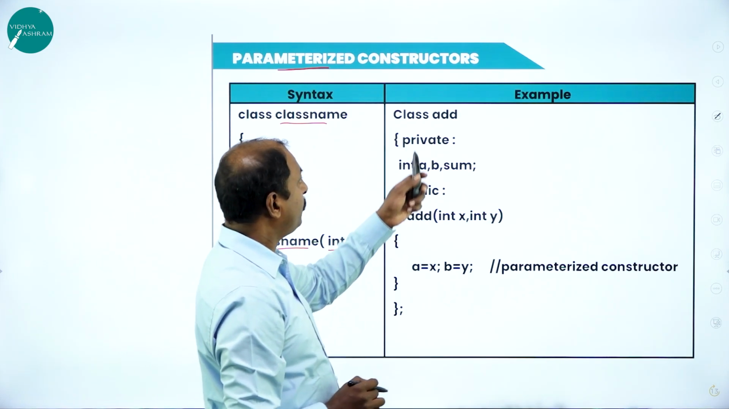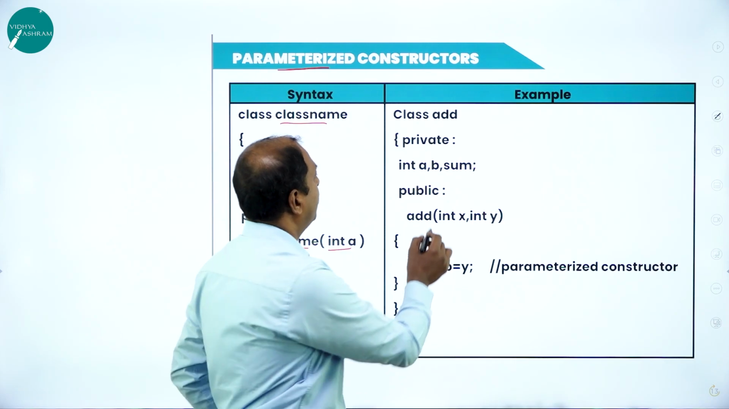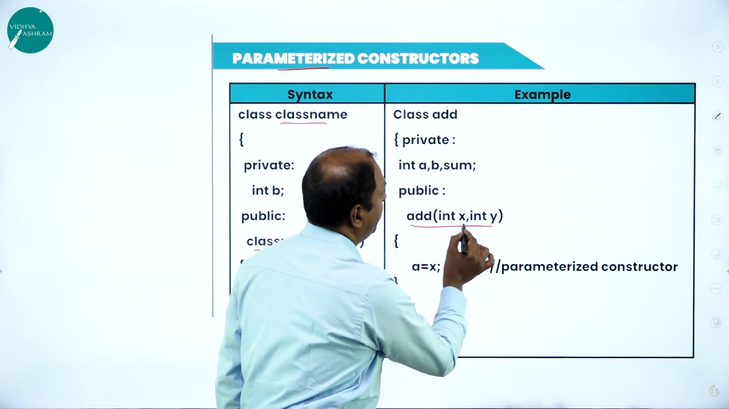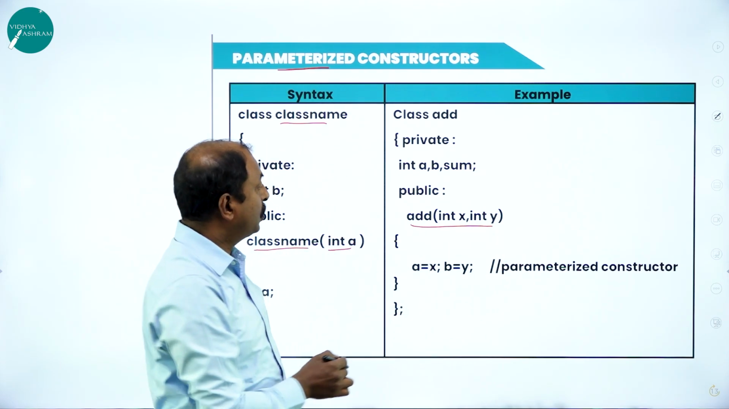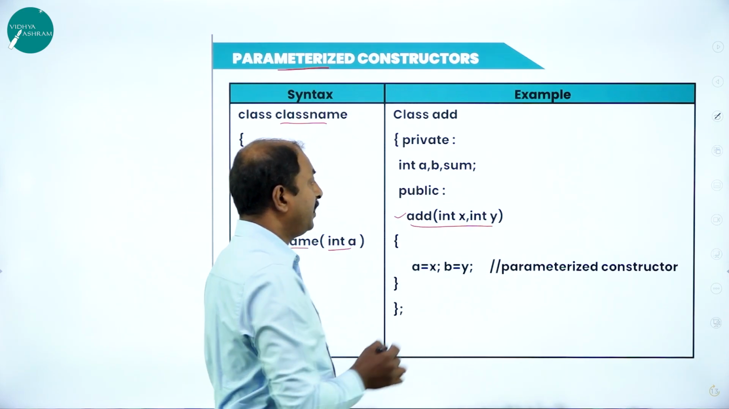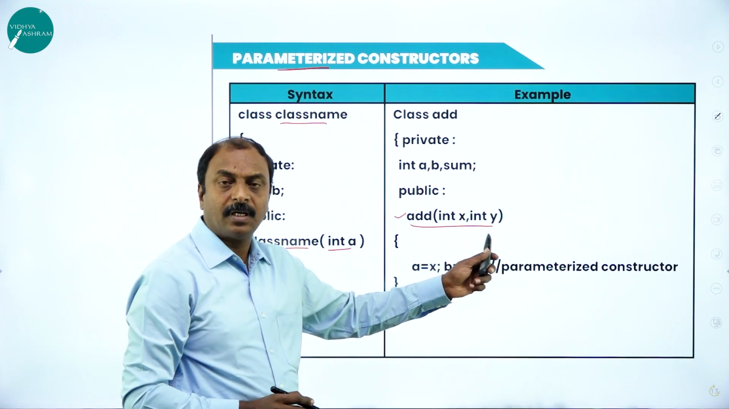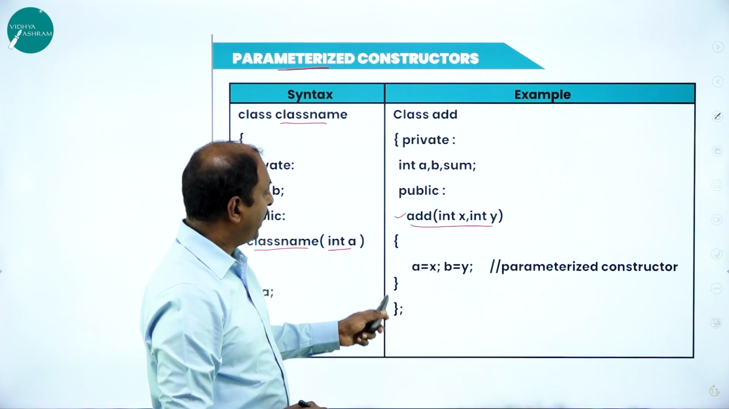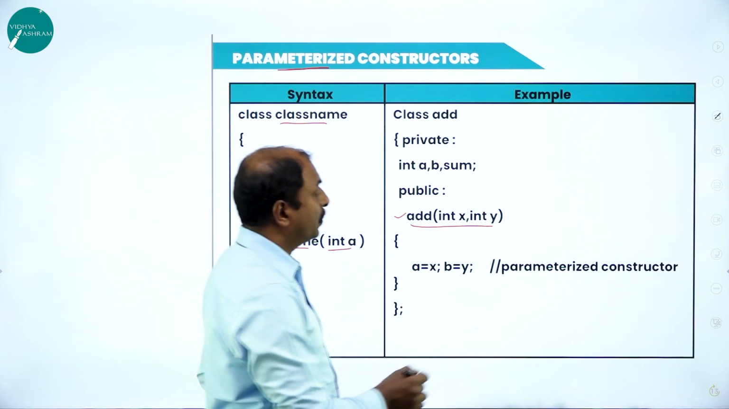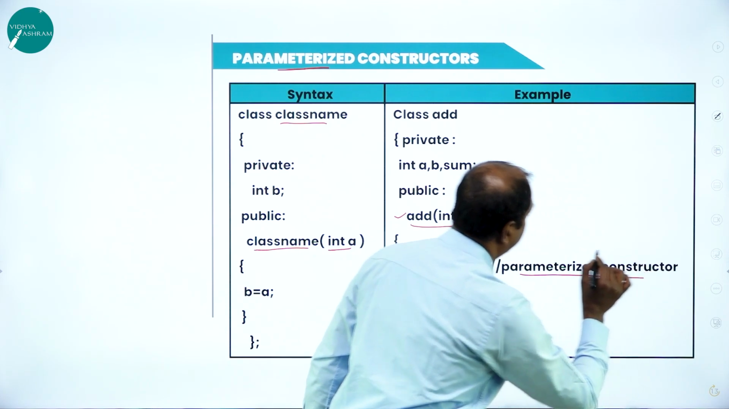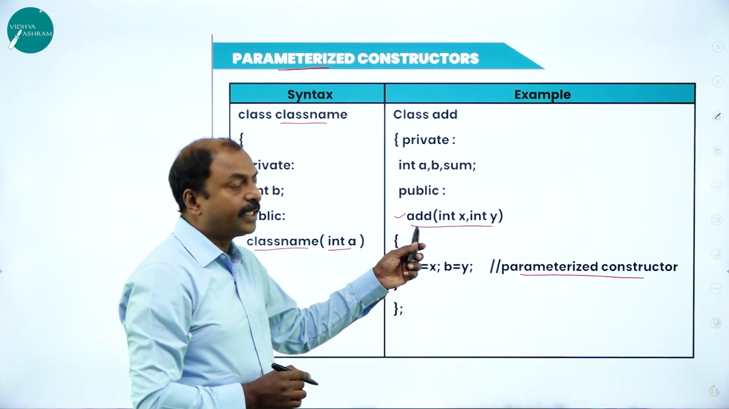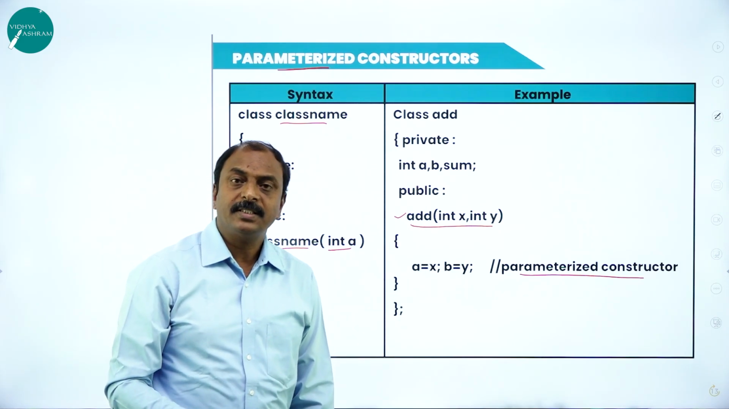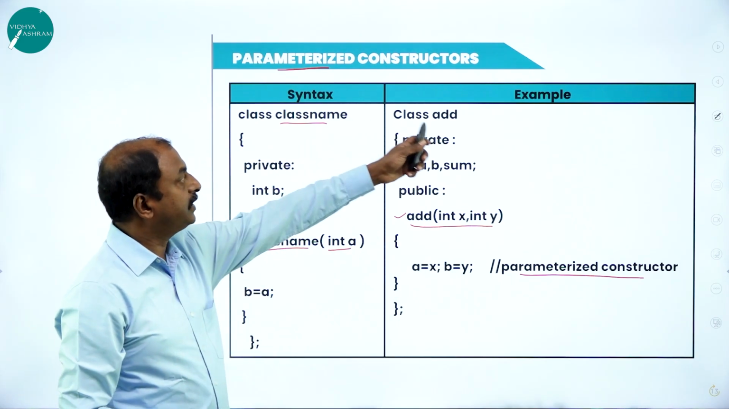Look at the example here. class add, private int a, b, sum, and a public add with int x comma int y. If you observe this, this is a constructor with two parameters or two arguments, and inside this we assign the values and close the class with a semicolon. So this is called a parameterized constructor. The constructor which accepts arguments or parameters is defined as a parameterized constructor.